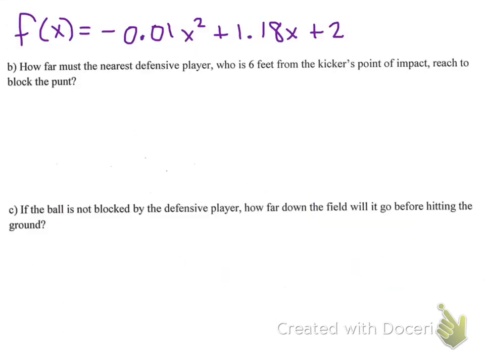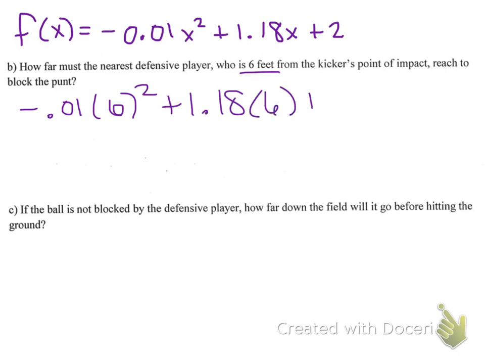Letter B says how far from the nearest defensive player, who's 6 feet from the kicker's point of impact, does the ball reach to block the punt? So for this one, all we have to do is plug in 6 feet. If I want to know any given height at a certain distance, you just plug that in. So I have negative 0.01 times 6 squared plus 1.18 times 6 plus 2. And again, you just use your calculator, you would type this all in, and we get 8.72 feet.